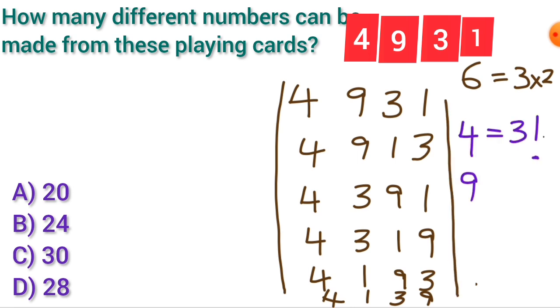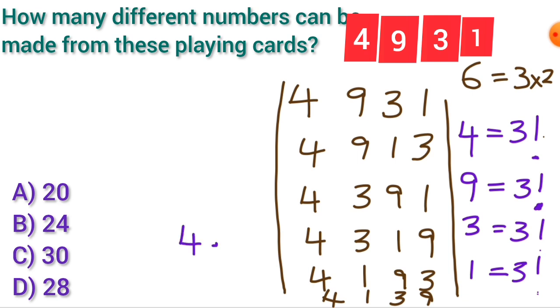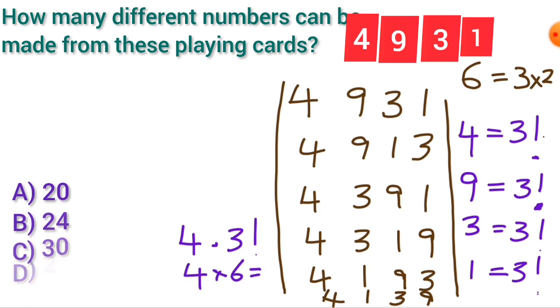Similarly, if you start by 9, you are going to get 3 factorial. If you start by 3, you will get 3 factorial. If you start by 1, you will get 3 factorial. For the 4 playing cards, you have 3 factorial, 3 factorial, 3 factorial, 3 factorial. You can write this as 4 times 3 factorial. That means 3 factorial is nothing but 6. So 4 times 6, which is 24. Let's go for the next question.